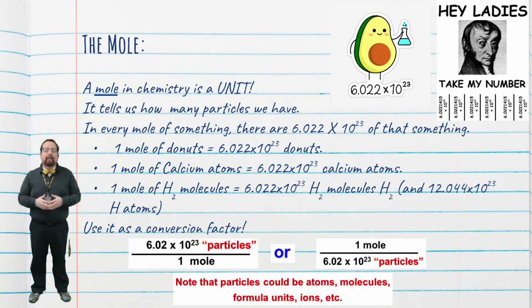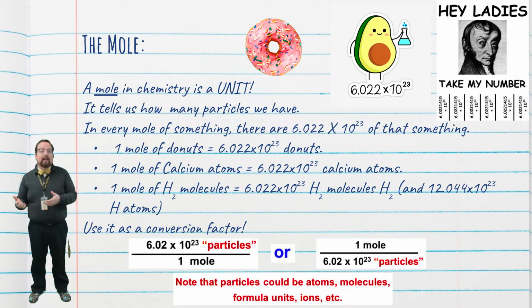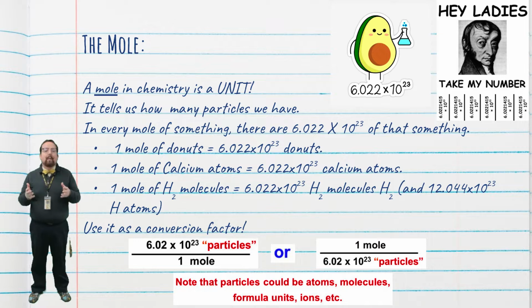You've already encountered units like this before in your life. Have you ever heard of a dozen? Well, a dozen is similar in concept to a mole. If we have a dozen of something, we have 12 of that something. A dozen donuts is just 12 donuts, right? Well, if we have a mole of something, we have an Avogadro's number of that something. A mole of donuts would just be 6.022 times 10 to the 23 donuts. That's a lot of donuts.